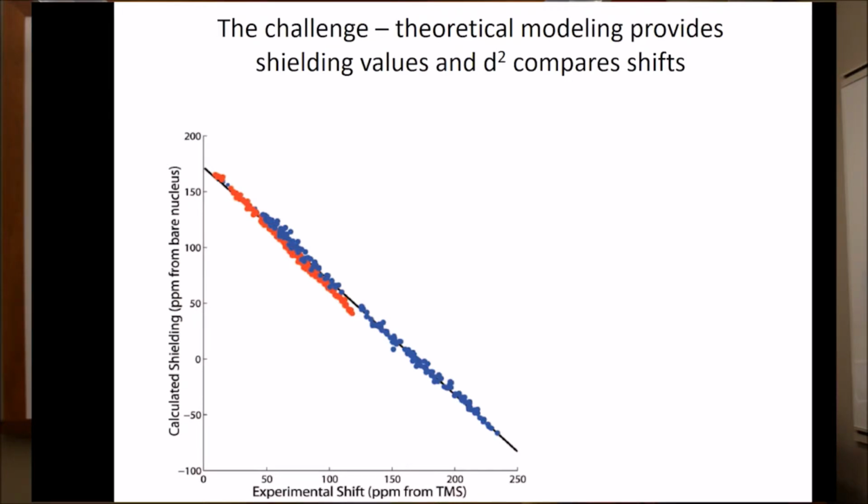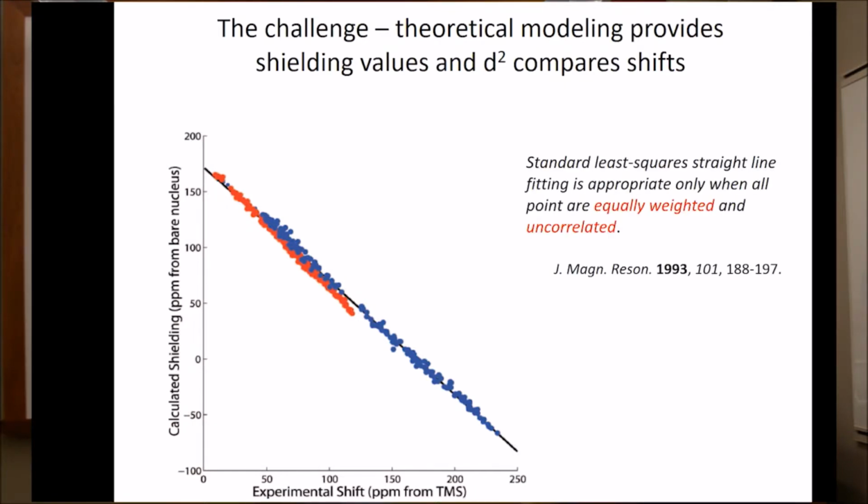Typically what people do is they say, well, I know that the calculated shift and the experimental shift are strongly correlated, so I can just plot them versus each other and then fit it to a least squares linear fit and get an equation that tells me how to convert theory into experimental data. So I convert theoretical shieldings into theoretical shifts this way. This is actually only appropriate when all data are equally weighted and uncorrelated.